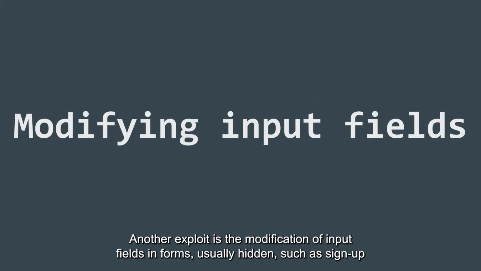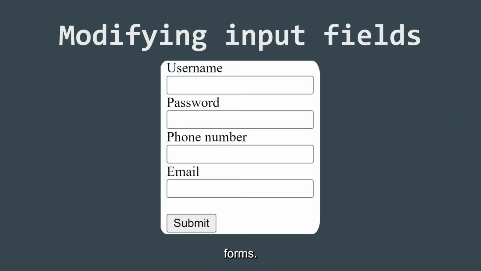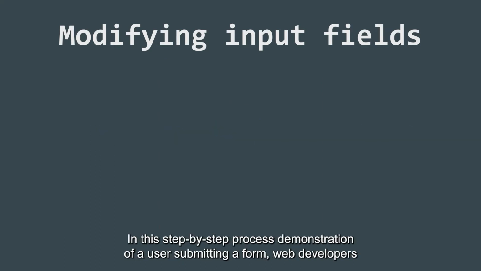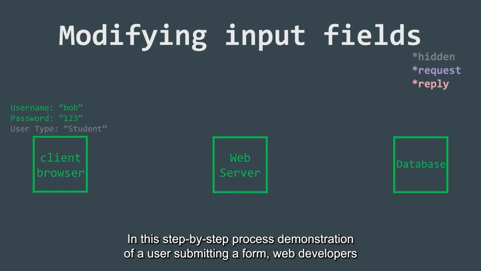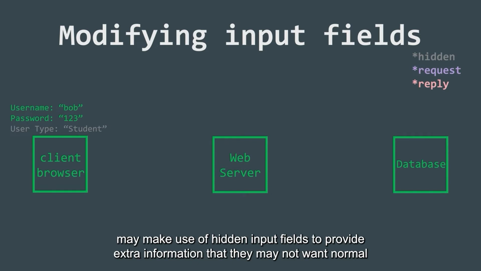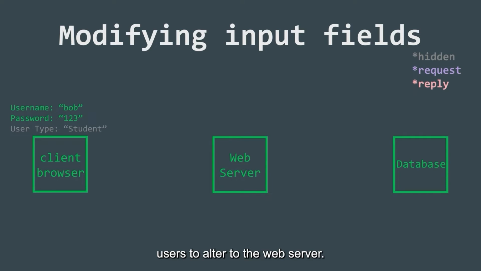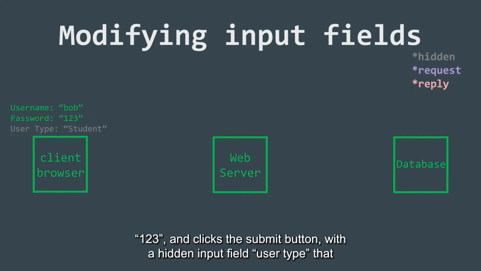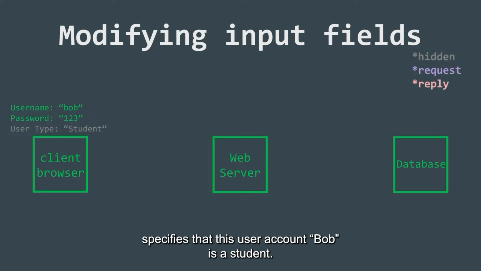Another exploit is the modification of input fields in forms, usually hidden, such as sign-up forms. This exploit can cause cross-site scripting but will not be the focus of this video. In this step-by-step process demonstration of a user submitting a form, web developers may make use of hidden input fields to provide extra information that they may not want normal users to alter to the web server. Firstly, the user, a student in this scenario, signs up with username Bob and password 123, and clicks the Submit button. With a hidden input field user type that specifies that this user account Bob is a student.